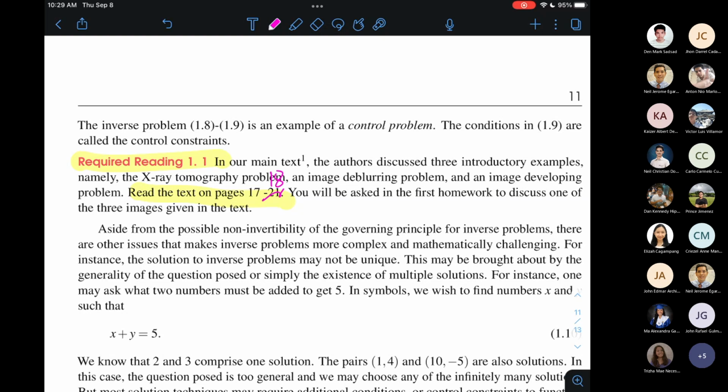Yeah, just read kung talagang walang time. Pero, again, it won't hurt if you will read the entire thing. So, pero 17 to 18 lang yung required. Okay?